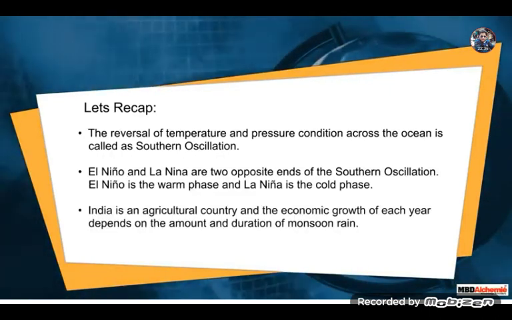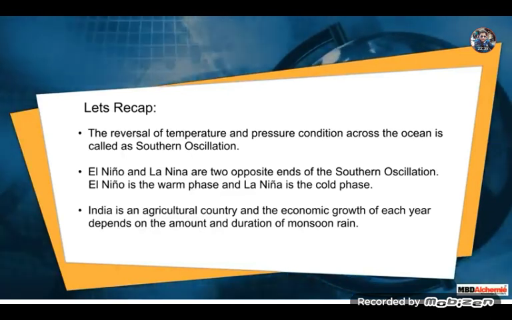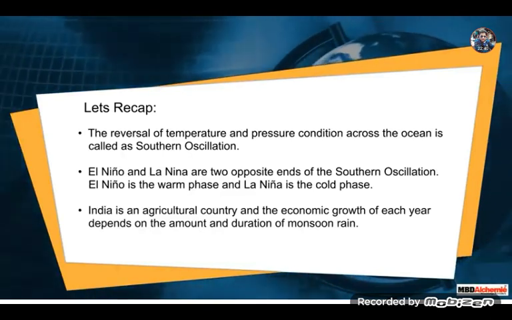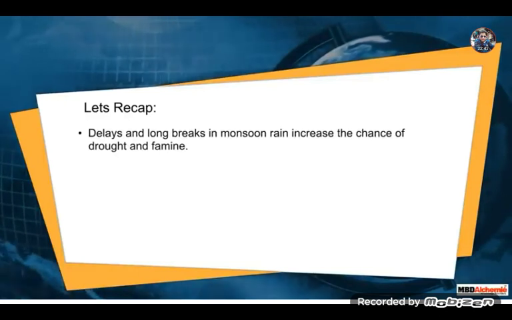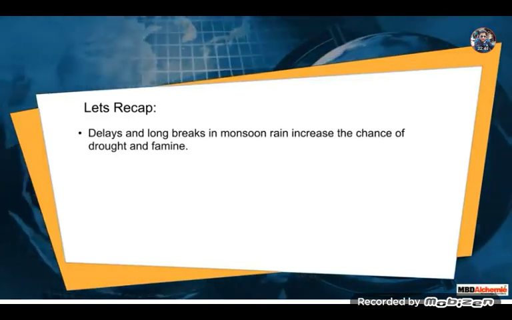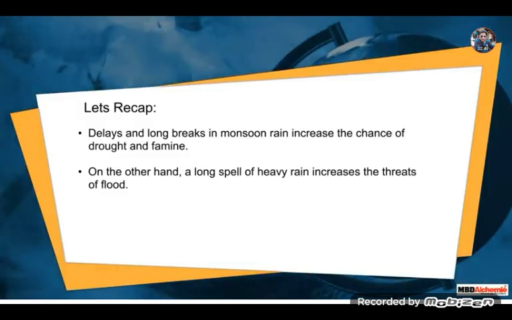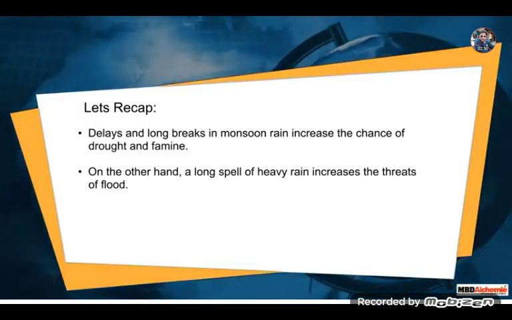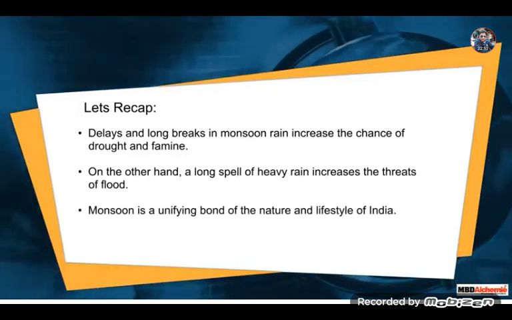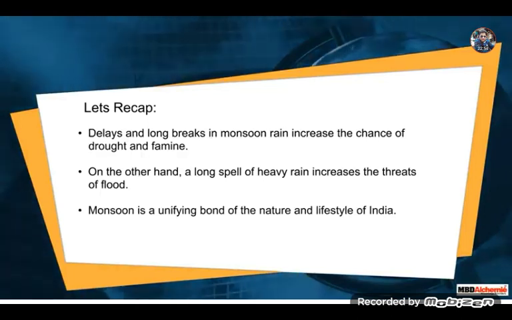India is an agricultural country and the economic growth of each year depends on the amount and duration of monsoon rain. Delays and long breaks in monsoon rain increase the chance of drought and famine. On the other hand, a long spell of heavy rain increases the threats of flood. Monsoon is a unifying bond of the nature and lifestyle of India.